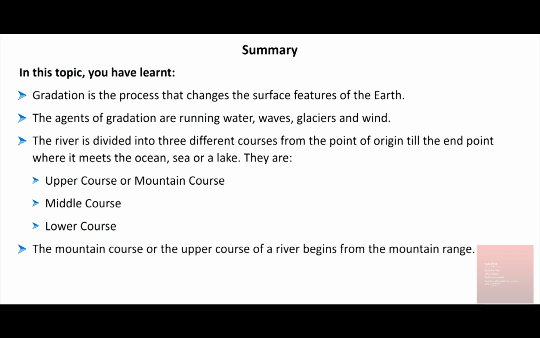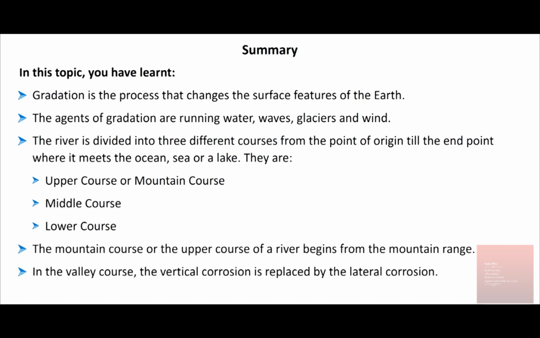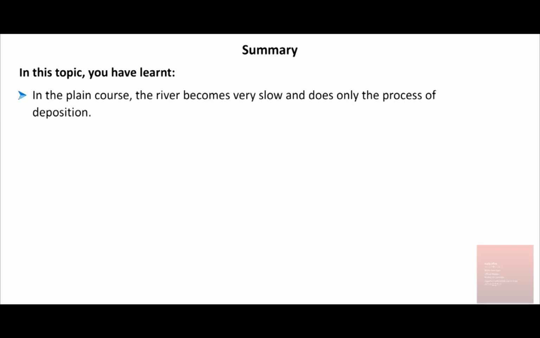They are upper course or mountain course, middle course, lower course. The mountain course or the upper course of a river begins from the mountain range. In the valley course, the vertical corrosion is replaced by the lateral corrosion. In the plain course, the river becomes very slow and does only the process of deposition.